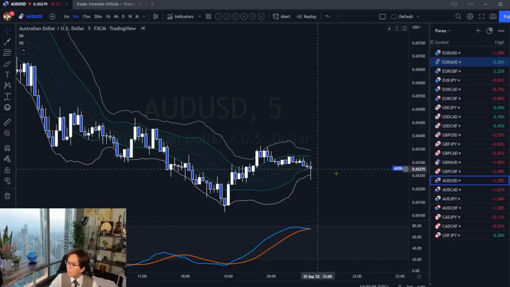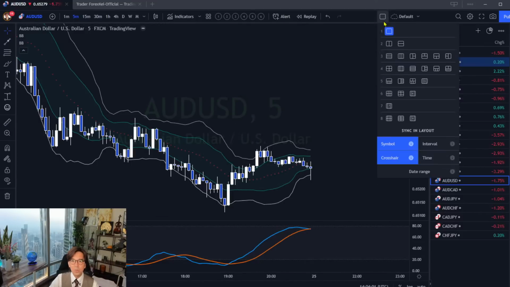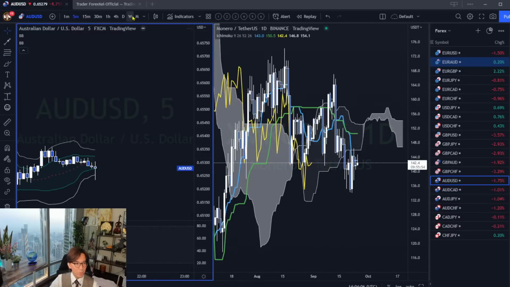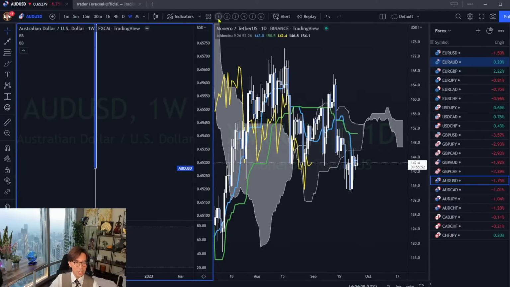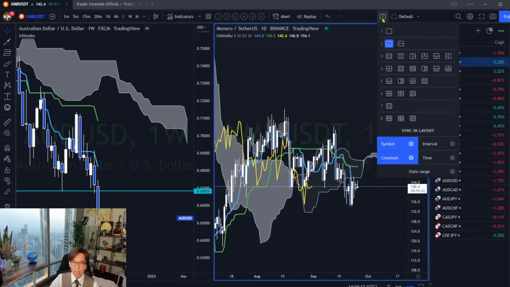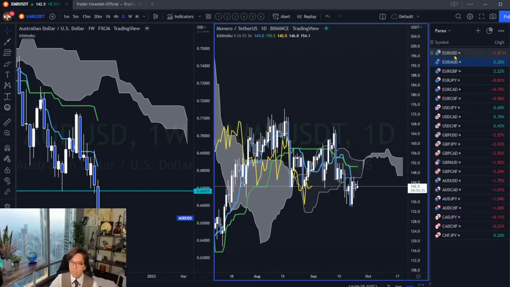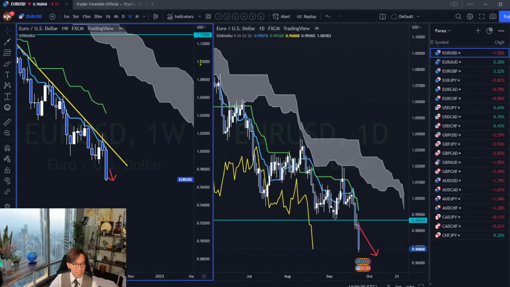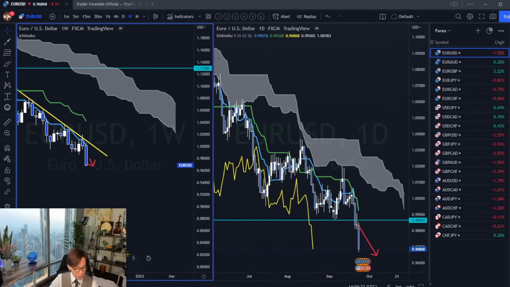Click yes, and I unflag. So I split the window into two, and on the left I place a weekly chart with the Ichimoku Kinko Hyo like this, and on the right I put the daily chart with the Ichimoku lines like this, and I make sure the symbols are synchronized like this, and then click on the Euro USD. Okay, and start from here now.